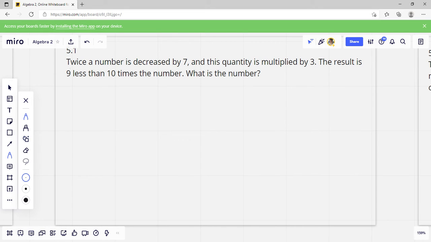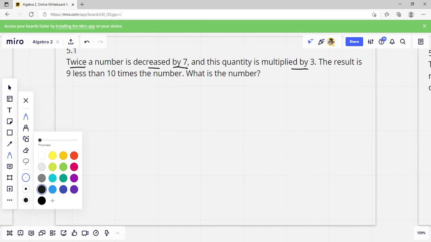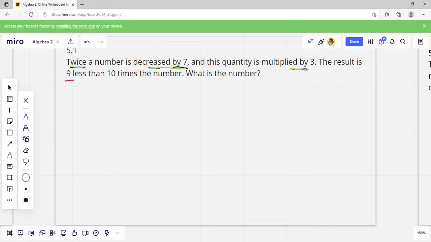So twice a number is decreased by 7, and this quantity is multiplied by 3. The result is 9 less than 10 times the number. What is the number? Alright, so we've got two parts here. We've got one side of the equal sign right here, and then we have the other side of the equal sign after the result. Alright, so what we're going to do is write this out.